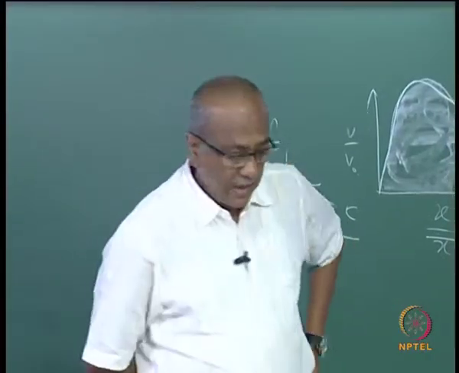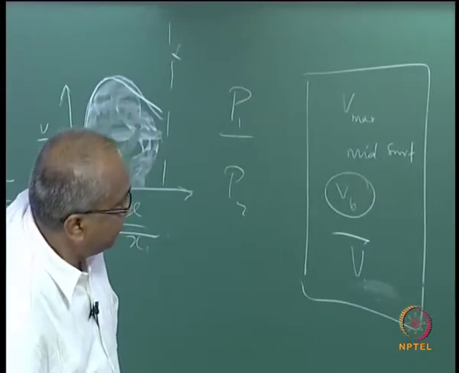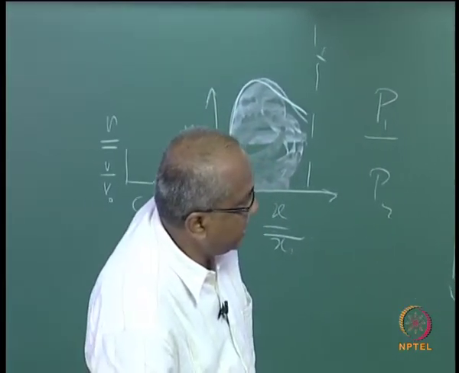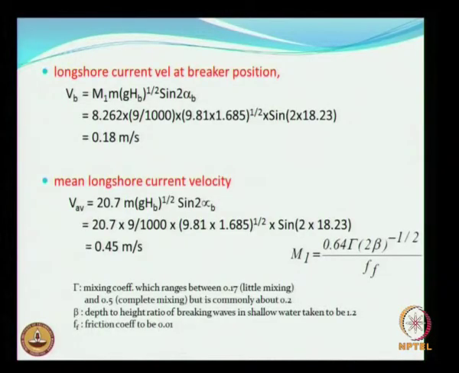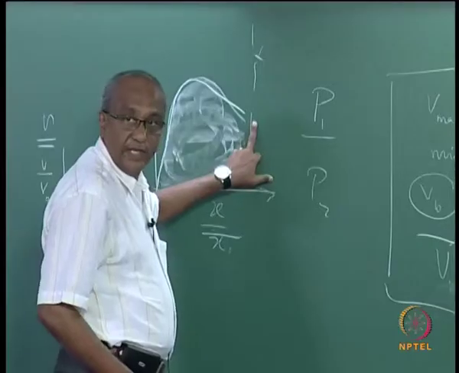Then comes the mean longshore current velocity as derived by Longuet-Higgins using the radiation stress theory. This is a simple equation which can be used straight away because m is the beach slope and all other parameters are known, and this is what you get, the mean longshore current velocity. So the Longshore current velocity can vary something like this. Okay.